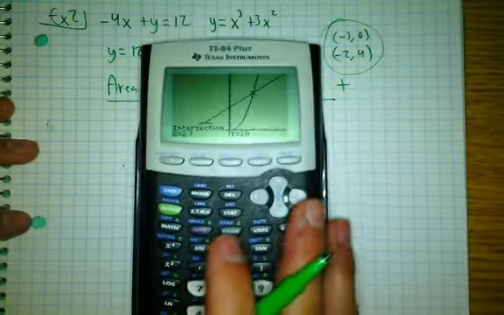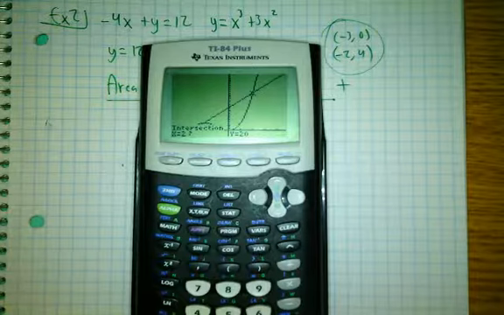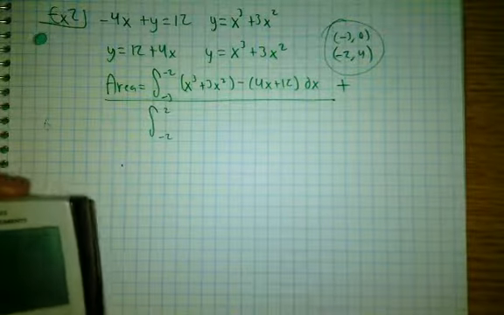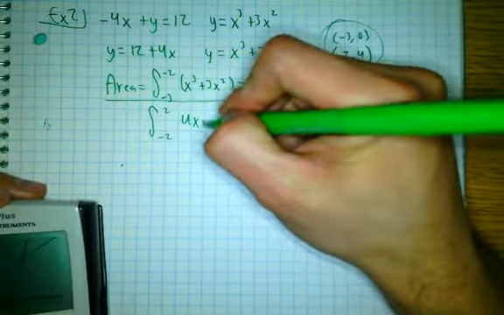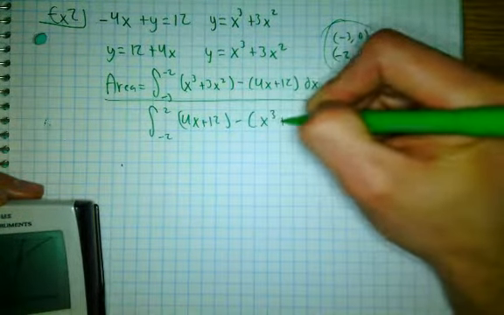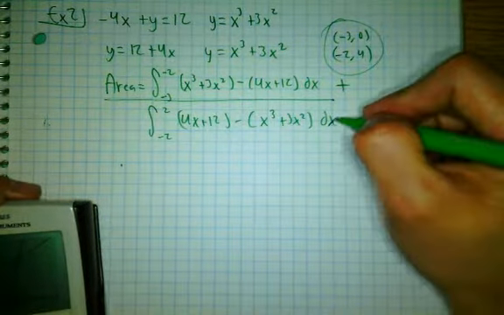Very good. But what else do you notice happens when you reach x equals negative 2? The line on the other comes on top. Exactly, they switch. So now, what is this integral going to look like? 4x plus 12 minus x cubed plus 3x squared, dx.